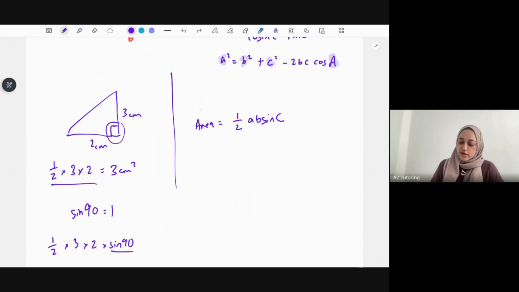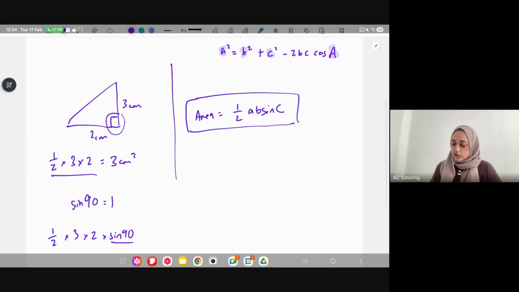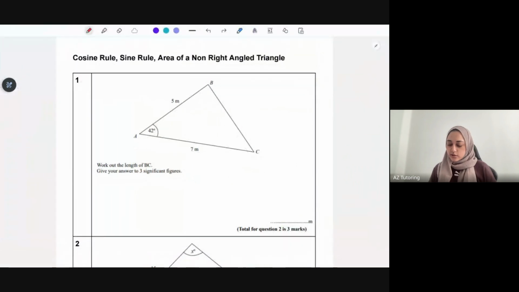So the non-right angle triangle formula is the one that you use because you don't always have sine 90, you've got different angles, right? So it's the area of a non-right angle triangle, but it also does work for right angle triangles as well. Okay, so let's have a look at some questions.